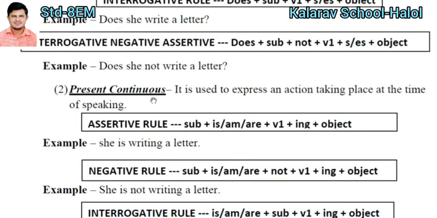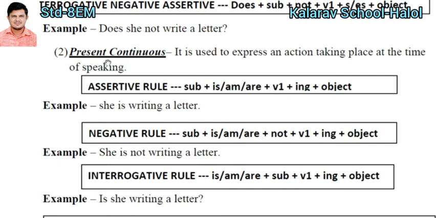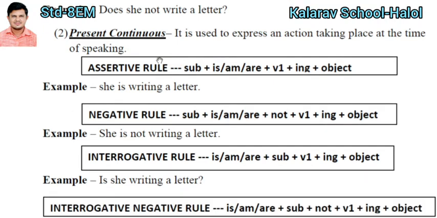The second tense is present continuous tense. In which condition is present continuous tense used? It is used to express an action taking place at the time of speaking. Whenever you are speaking, and at the same time the action is going on in front of you, in that particular situation you can use present continuous tense.